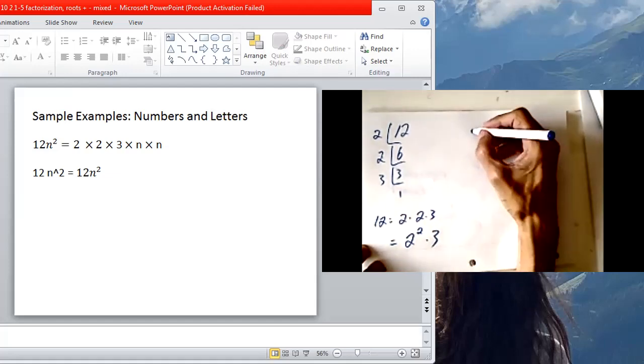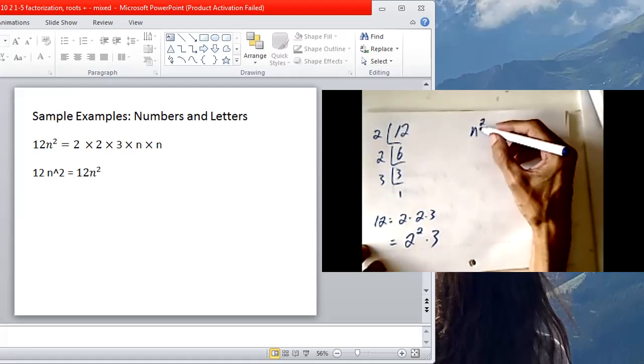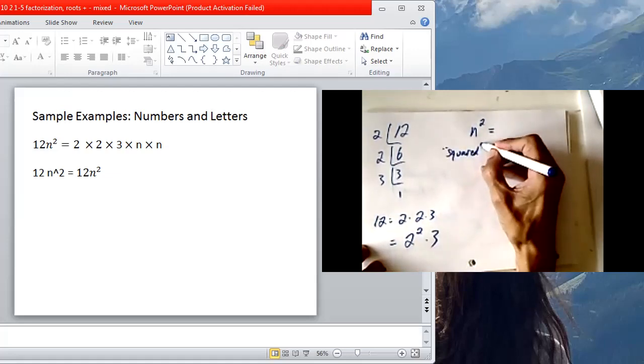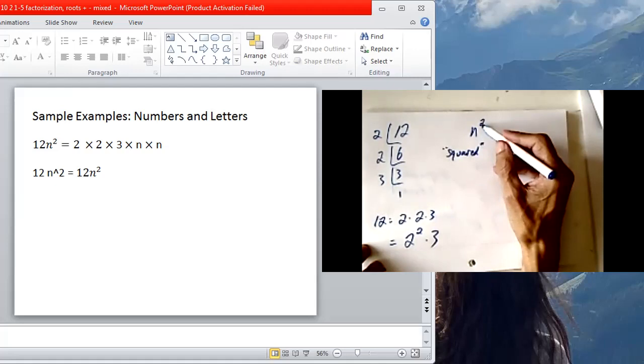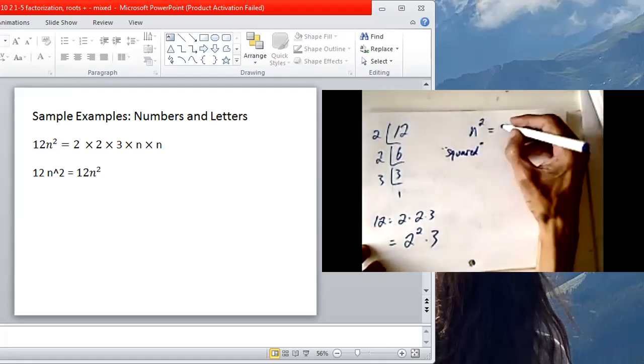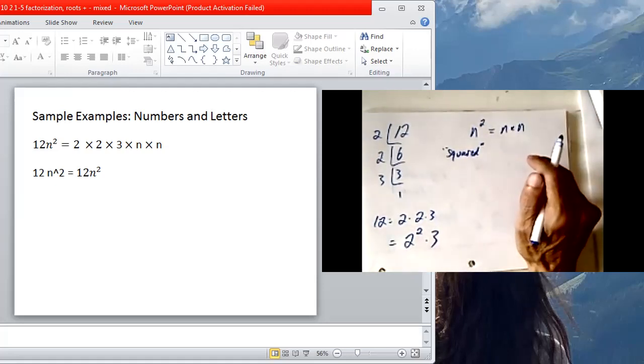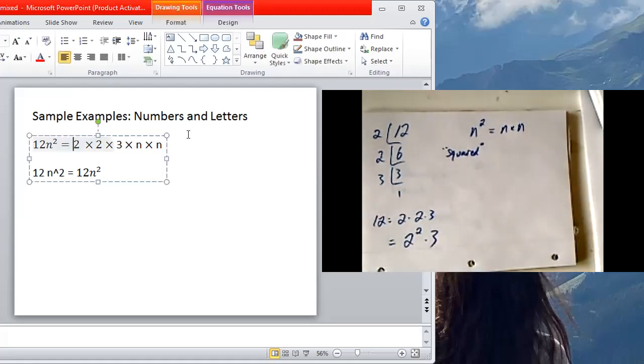Right? The n squared, what does that mean? Oh, so squared is the way to say when the exponent is a 2. So n to the power of 2, or n squared. That means there are 2 n's multiplied together. And that's what we have over on the left screen there, n times n. Okay, so this thing here, that's the prime factorization for 12n squared. Okay, all the way down to the prime numbers, all the way down to the basic individual letters.